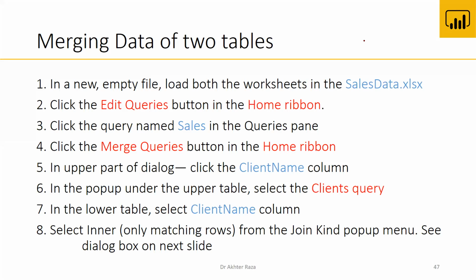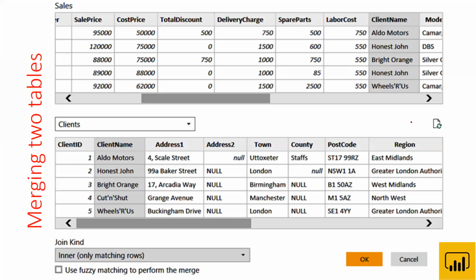Merging two tables. Suppose we have two tables in the sales data.xls. This sales data.xls is a part of chapter number 8, and this file is enclosed in the chapter number 8 folder. So we want to merge the two tables. The two tables are what? This is the sales table and this is the client table.